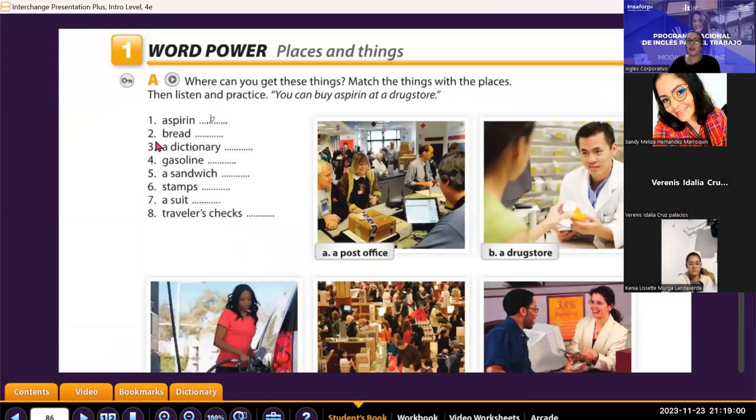Okay, for this exercise, we're going to complete here. Where can you get these things? Match these things with the places and then listen and practice. What are the things that we have? We have aspirin, bread, dictionary, gasoline, sandwich, stamps, a suit, traveler's check. Let's read the vocabulary one more time. Aspirin, bread, a dictionary, gasoline, a sandwich, stamp, a suit, traveler's check.